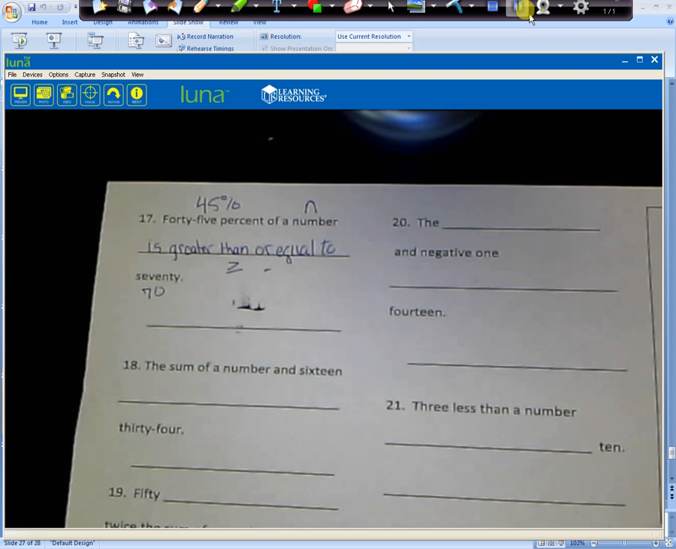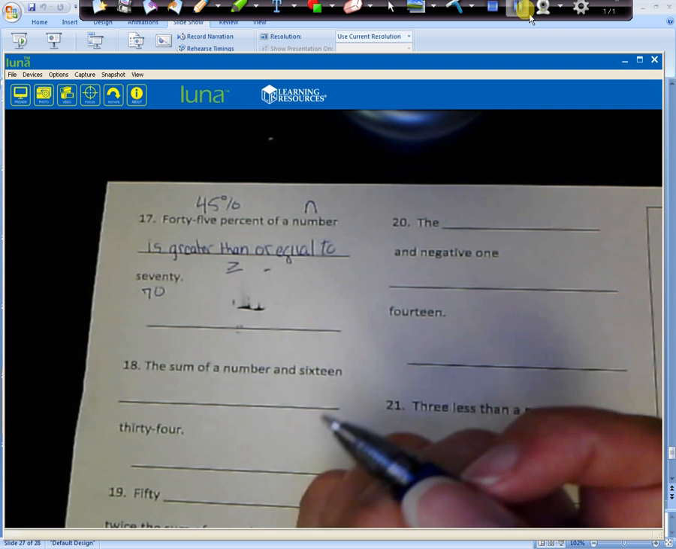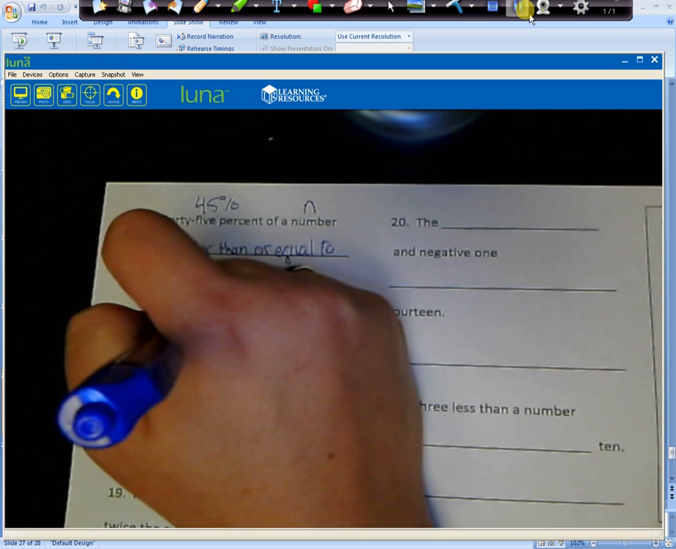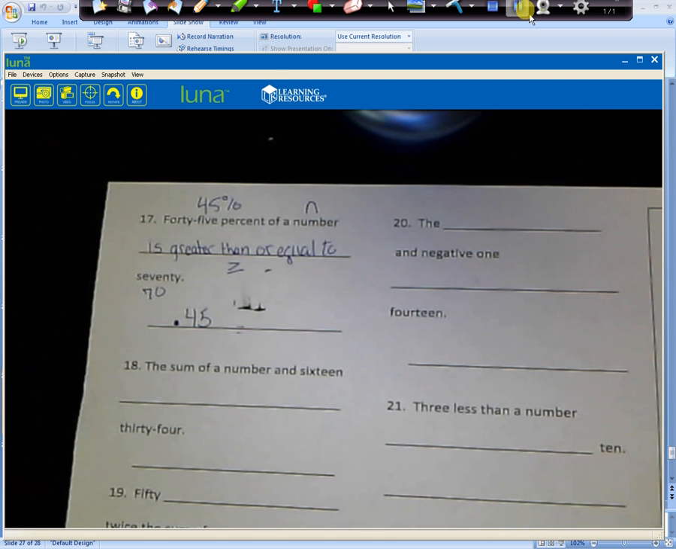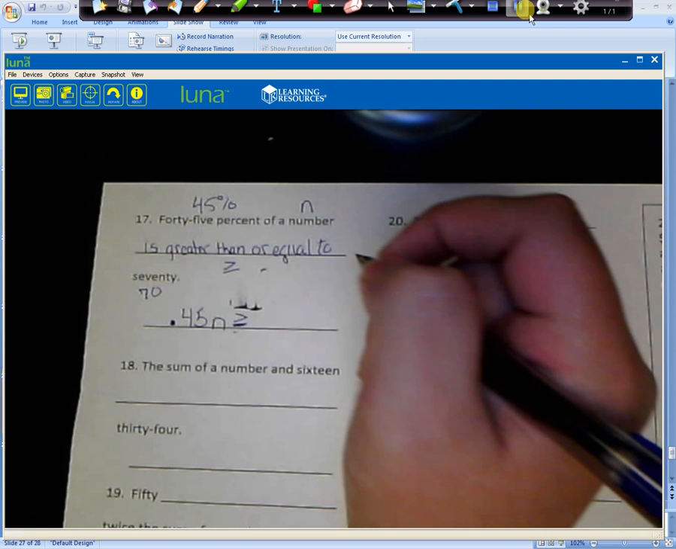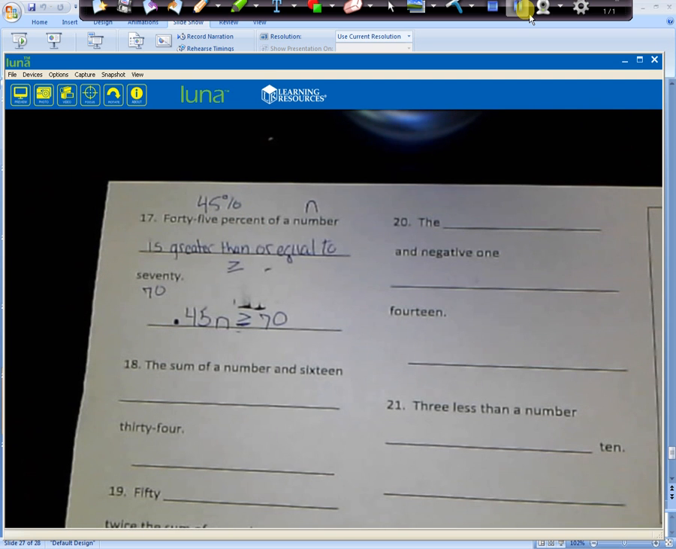So we've kind of got everything worked out, but again, we have to turn that 45% into a decimal before we put it into an equation. That way, if we do need to solve for this, we can solve for it. So 45%, I can take 45 and divide that by 100, or I can move the decimal place over 2 spaces, and it gives me 0.45 for 45%, then my n, my greater than or equal to sign, and my 70. So 0.45n greater than or equal to 70. And make sure you have this one on your note sheet.